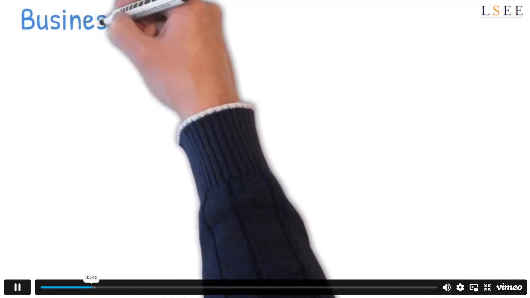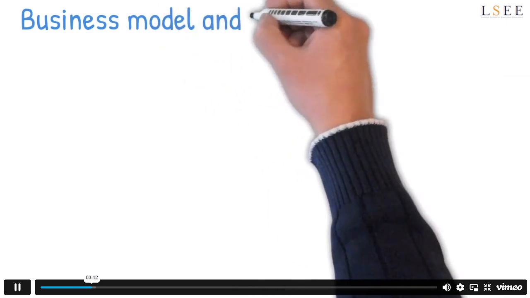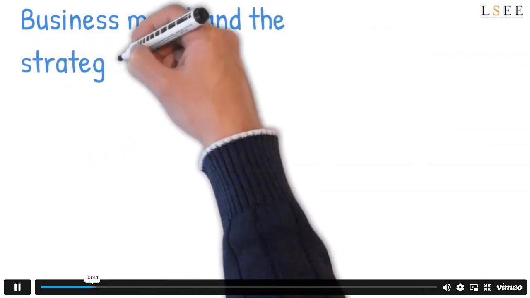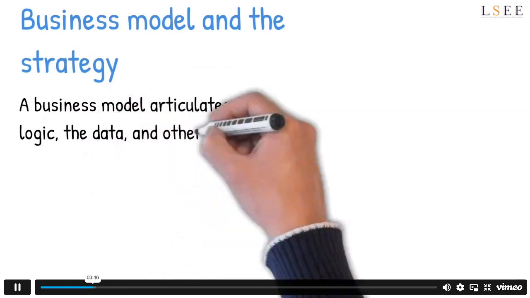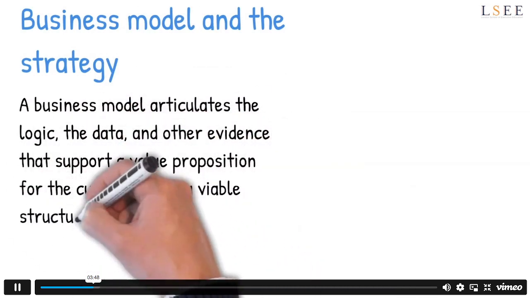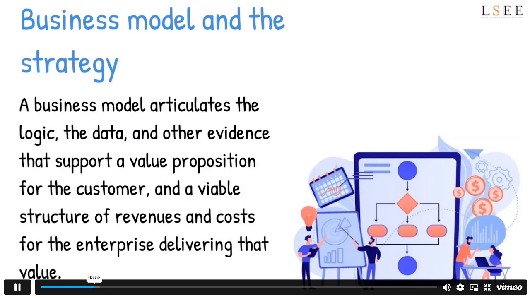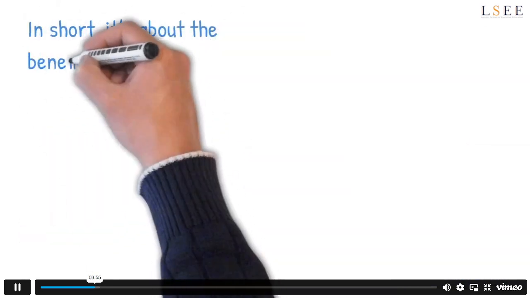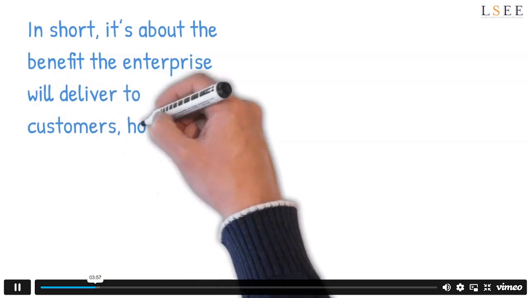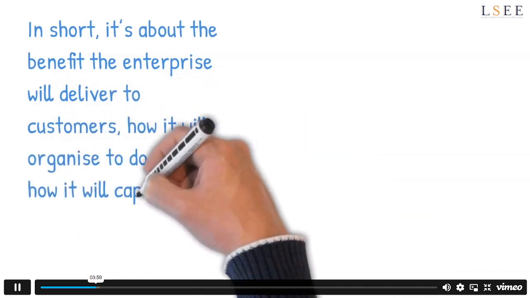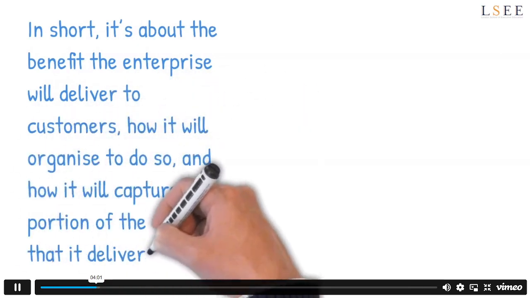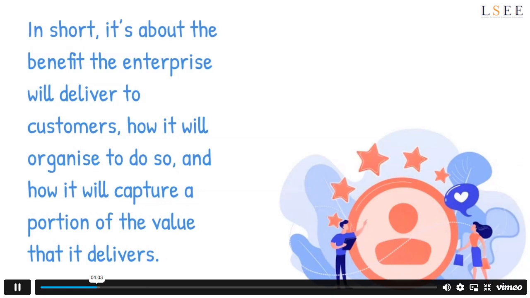Business model and the strategy. A business model articulates the logic, the data, and other evidence that support a value proposition for the customer, and a viable structure of revenues and costs for the enterprise delivering that value. In short, it's about the benefit the enterprise will deliver to customers, how it will organize to do so, and how it will capture a portion of the value that it delivers.